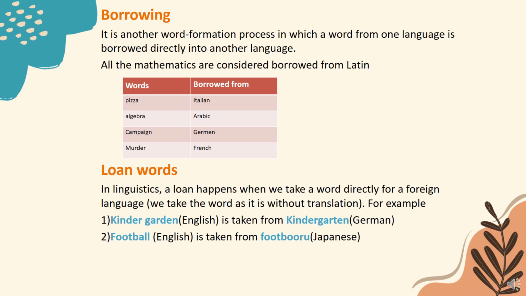Note, all the mathematics are considered borrowed from Latin loan words, which is a form of borrowing. But in linguistics, a loan happens when we take a word directly from a foreign language. We take the word as it is without translation. For example, kindergarten, it is English, but it's actually taken from German kindergarten. Football, which is English, is taken actually from Japanese. So here you take the word even without translation and put it as it is in your own language.